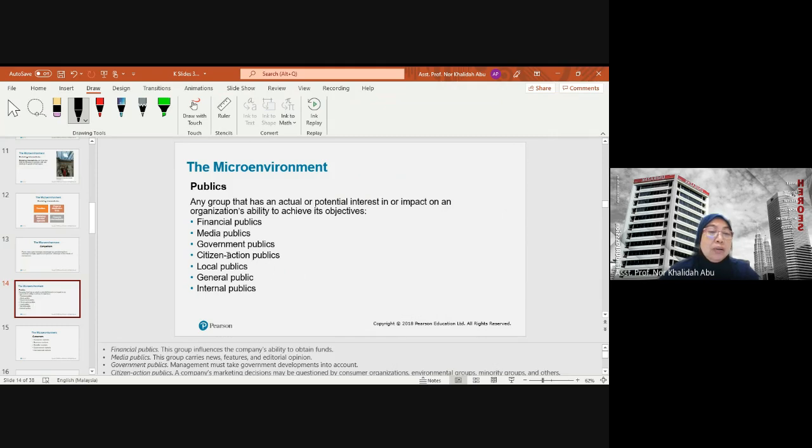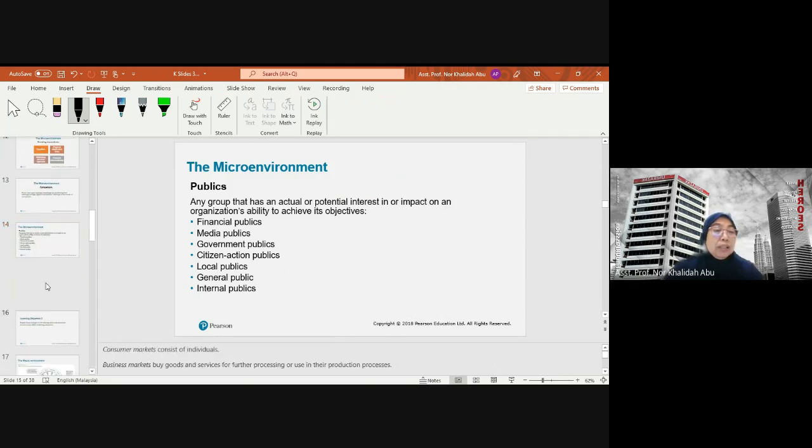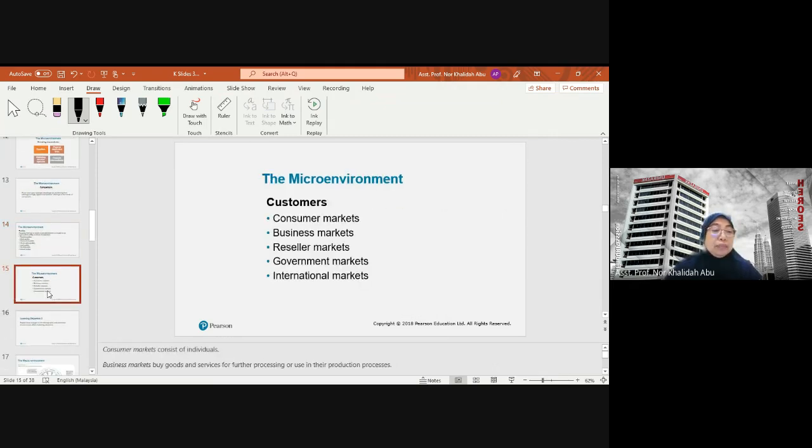Okay, so this is how the public could have an impact on your activities, and you've seen this. Sometimes it can be very detrimental, such that you have to stop your production or operations because of consciousness or some of the criticism from some of this public. Okay. The next one, the last of the micro environment factors, will be your customers.